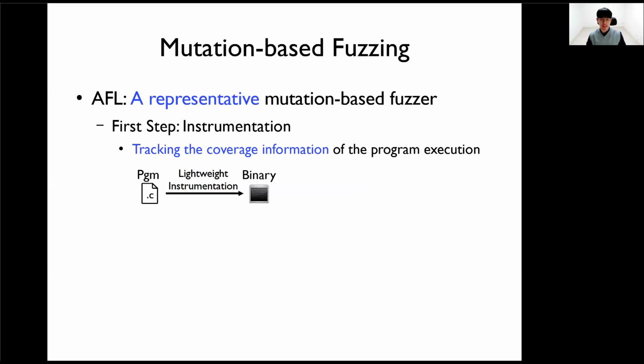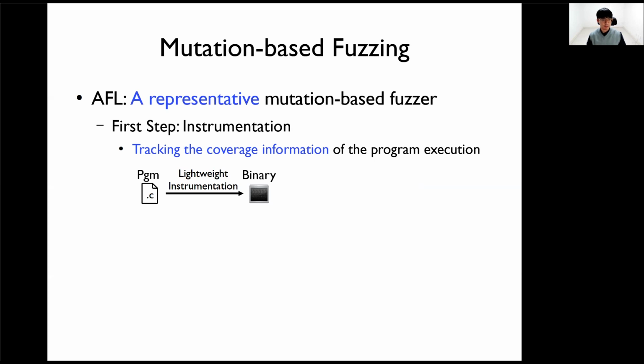As we learned in the previous lecture, AFL is the most representative mutation-based fuzzer. And the very first step for using AFL is conducting lightweight instrumentation. The goal of this instrumentation is to track the coverage information of the program execution with each test case or mutant. So AFL takes the source code as input and returns a binary that is able to track the coverage information. That is, AFL uses this compiled binary for generating test cases.